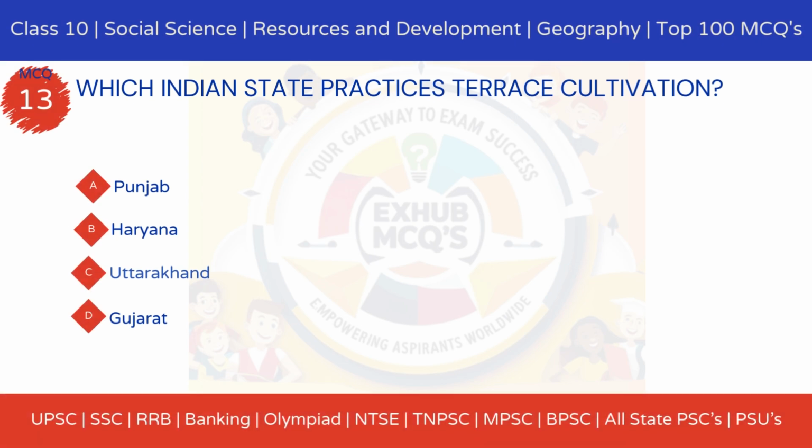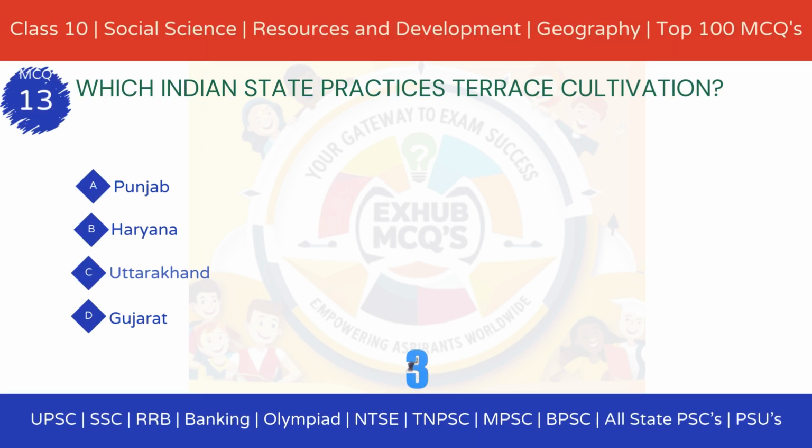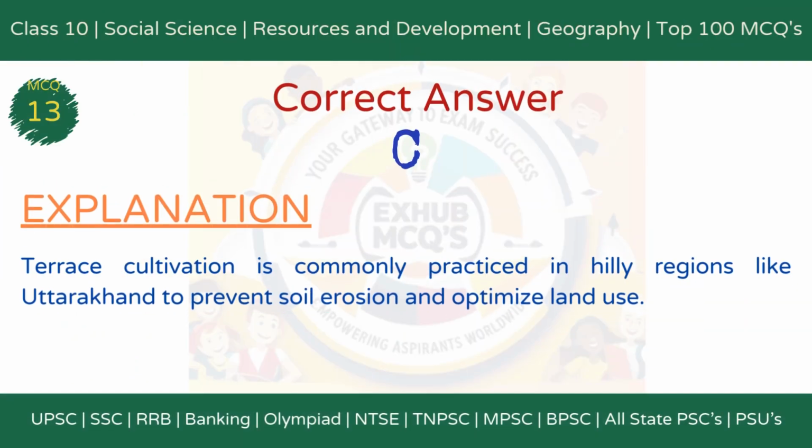MCQ 13. Which Indian state practices terrace cultivation? Option A, Punjab. Option B, Haryana. Option C, Uttarakhand. Option D, Gujarat. The correct answer is option C, Uttarakhand. Explanation. Terrace cultivation is commonly practiced in hilly regions like Uttarakhand to prevent soil erosion and optimize land use.